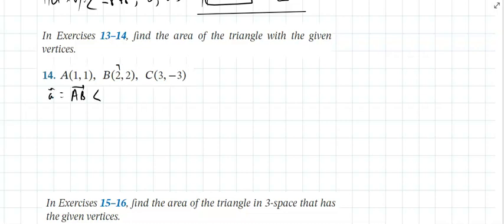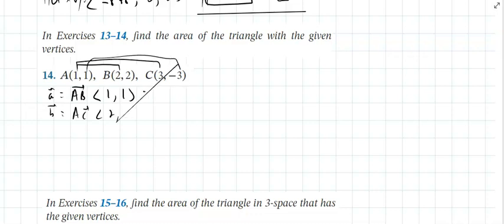Well, that is end minus beginning. 2 minus 1 is 1, and 2 minus 1 is 1. And I'll take AC, call that B. AC would be 3 minus 1 is 2. Negative 3 minus 1 is negative 4. Okay. And now, if I want to find the cross product of those, I have to write them in 3 dimensions. That is i, j, k. So that's 1, 1, 0, and 2, negative 4, 0.